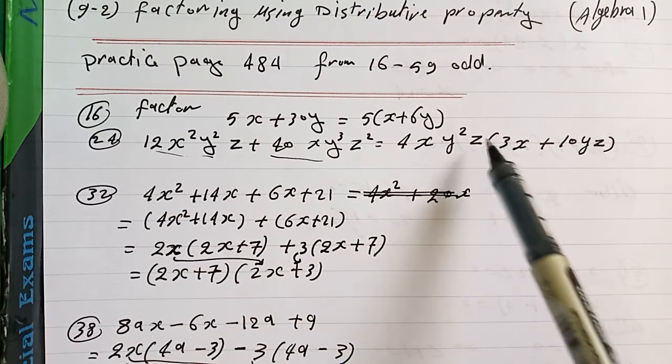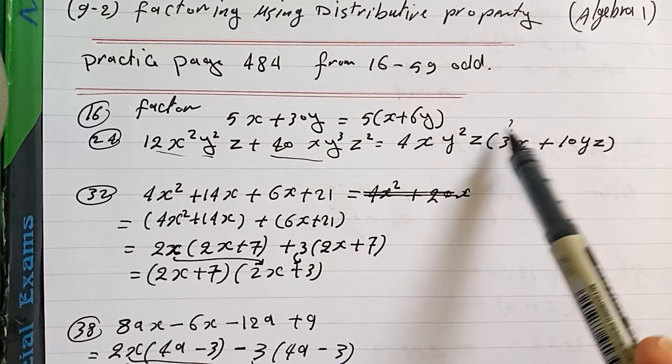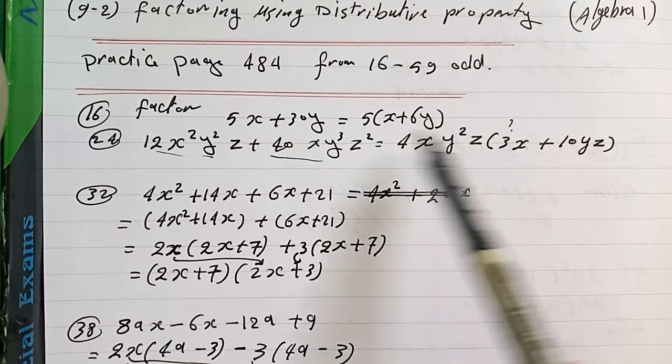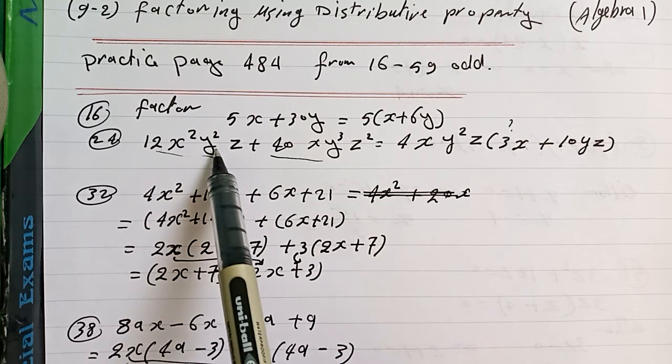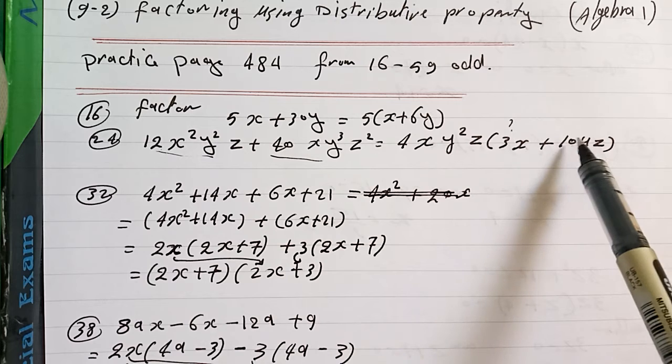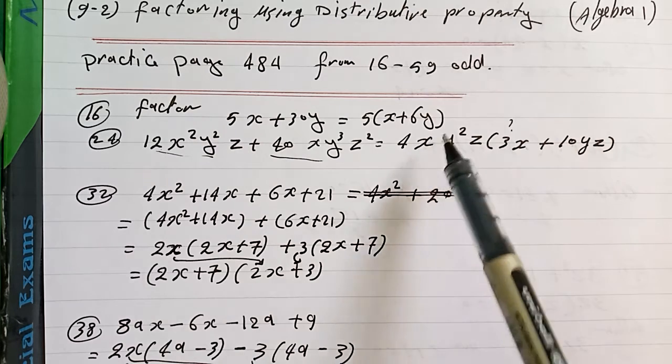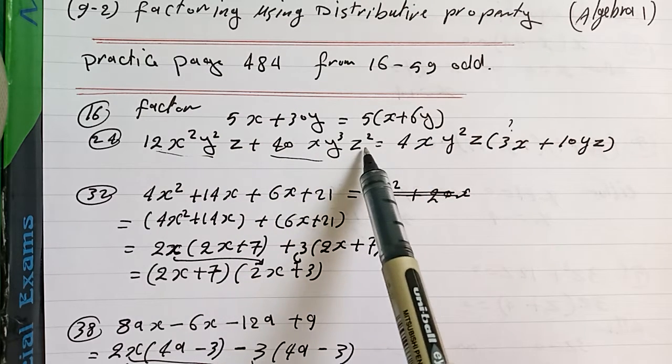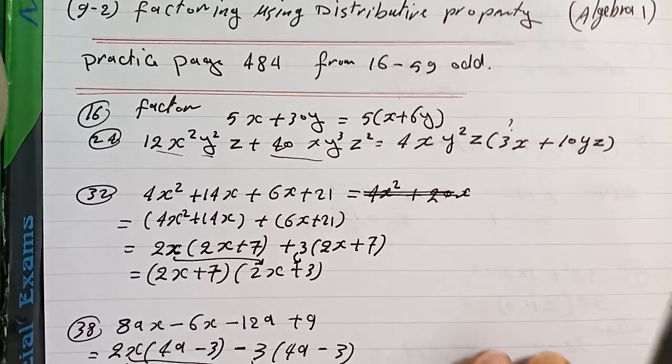And then what's multiplied by 4xy squared z gives you 12x squared y squared z? It is 3x. And also what's multiplied by this gives you 40x y cubed z squared? It is 10yz. We talked about this before.